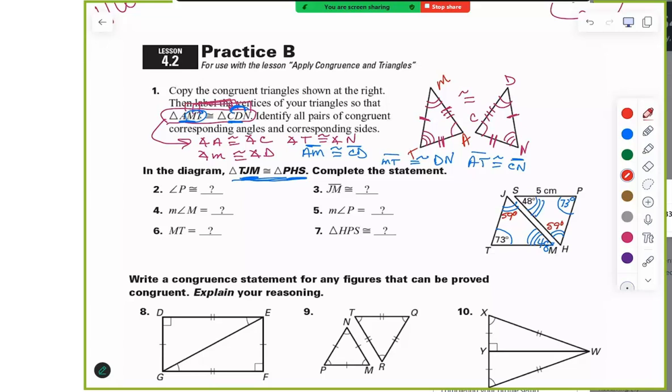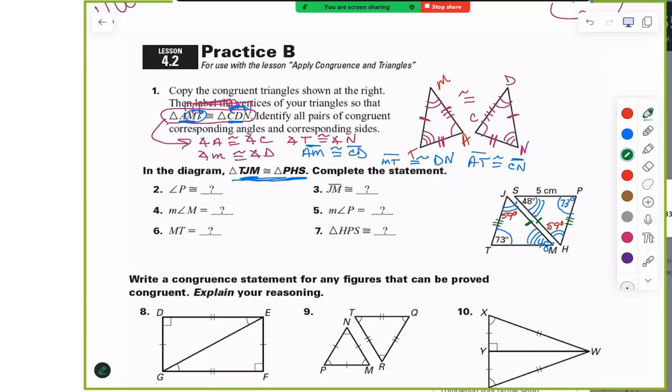Okay, next thing we're going to do is make the sides congruent, and we're going to put the markings on the sides. So when I do that, I'm going to look at the statement again. So TJ is going to be equal to PH. Well, they're across from the third angle, so I'm going to make that a 3. I'm going to make that a 3. Then I know that JM, which is the second pairing, is equal to HS. That's across from the single, so I'm going to make that a single.